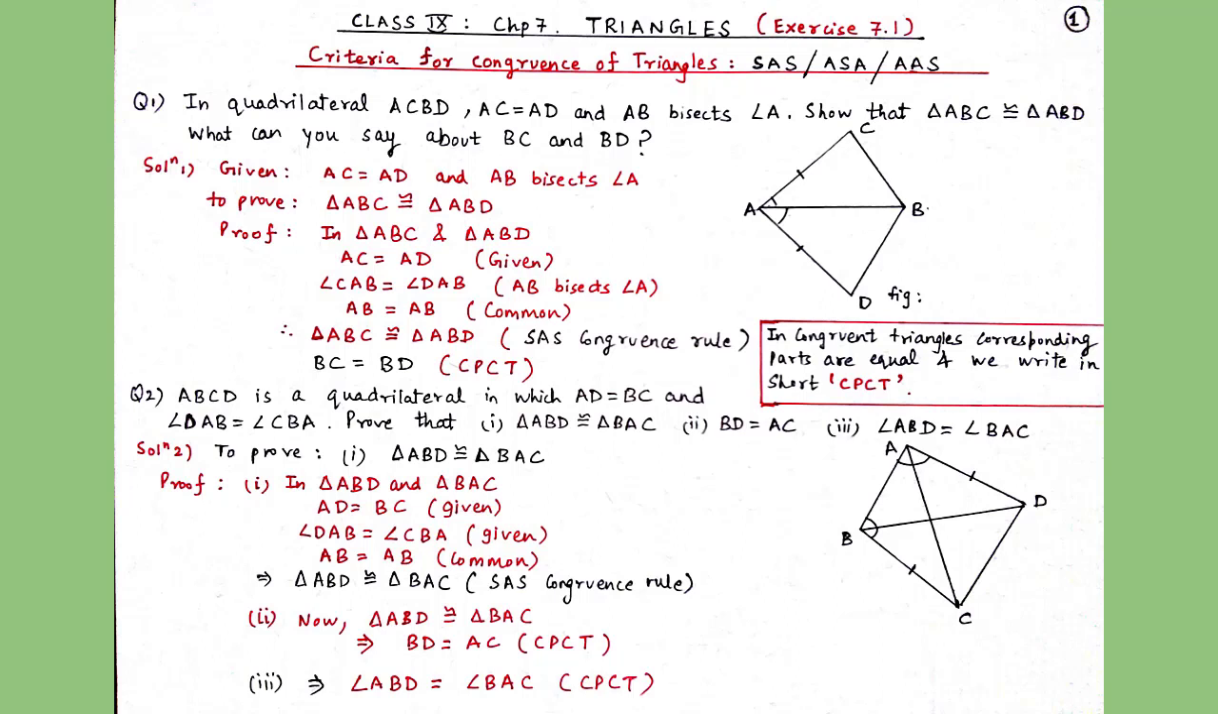Now in the second part, we have to prove that BD is equal to AC. Since we have already proved that triangle ABD is congruent to triangle BAC, by CPCT we can say that BD is equal to AC. And in the third part, in which we have to prove that angle ABD is equal to angle BAC, it is also equal by CPCT because both triangle ABD and triangle BAC are congruent.